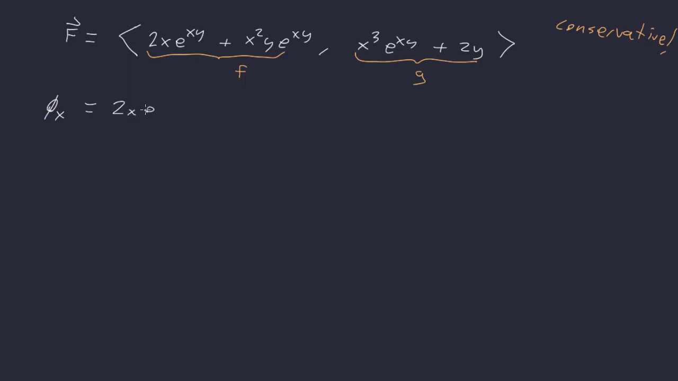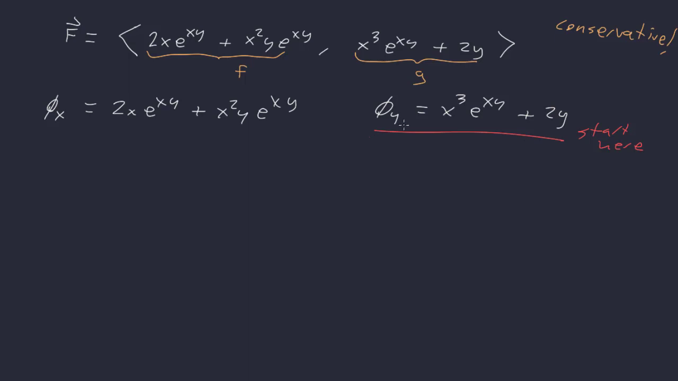All right, so phi sub x is equal to 2x e to the xy plus x squared y e to the xy. And phi sub y is x cubed e to the xy plus 2y. I want to start here. Because, again, there's not going to be any integration by parts required, whereas here it would actually be 2 integration by parts. Nasty. So let's integrate this with respect to y. So this example was really just to show that you don't have to start with phi sub x if you don't want to. Okay, so we're going to integrate phi sub y with respect to y, x cubed e to the xy plus 2y with respect to y.